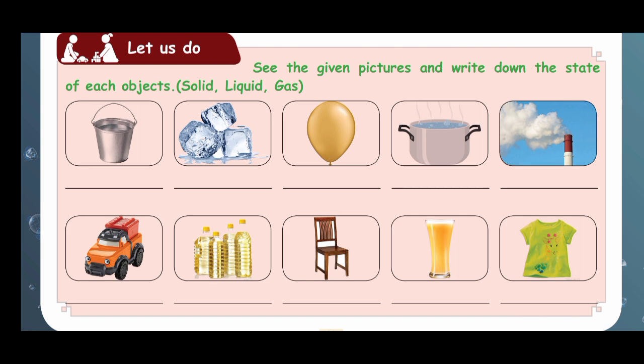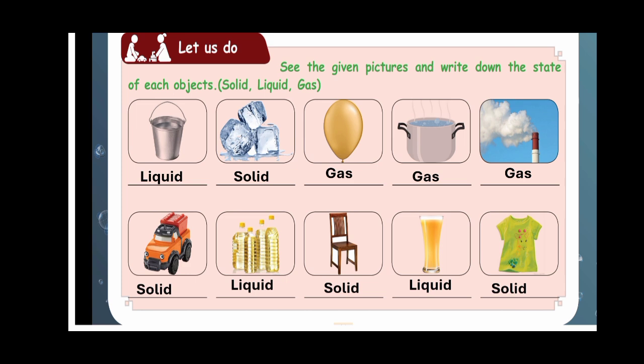Next one, it is a chair. It is made of wood. So it is a solid. Glass of juice, it is in liquid form. Next, dress, it is in solid form. The answers are provided. So first one liquid, second one solid, third one gas, fourth one gas, fifth one gas, sixth one solid, seventh one liquid, eighth one solid, ninth one liquid, 10th one solid.